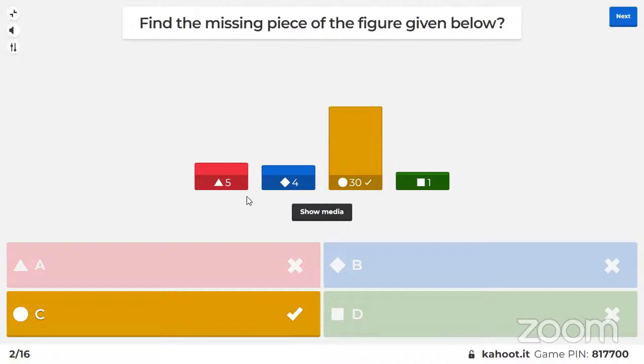So find the missing piece of the figure given below. Okay, so C is the correct answer. Almost everybody has answered correctly.